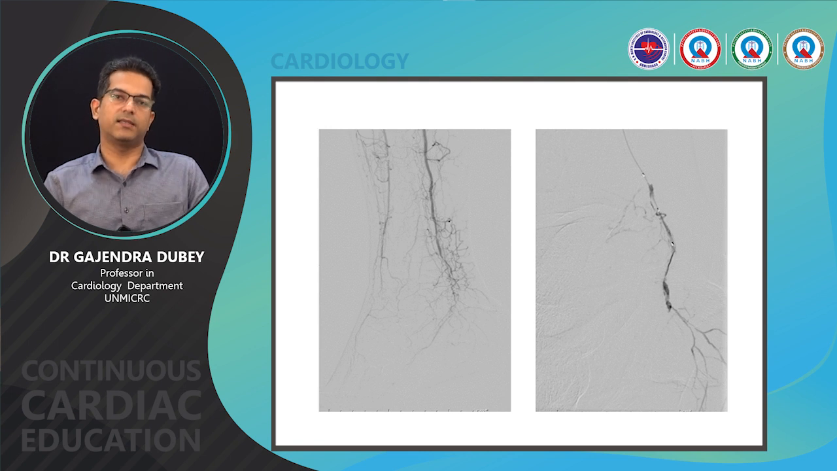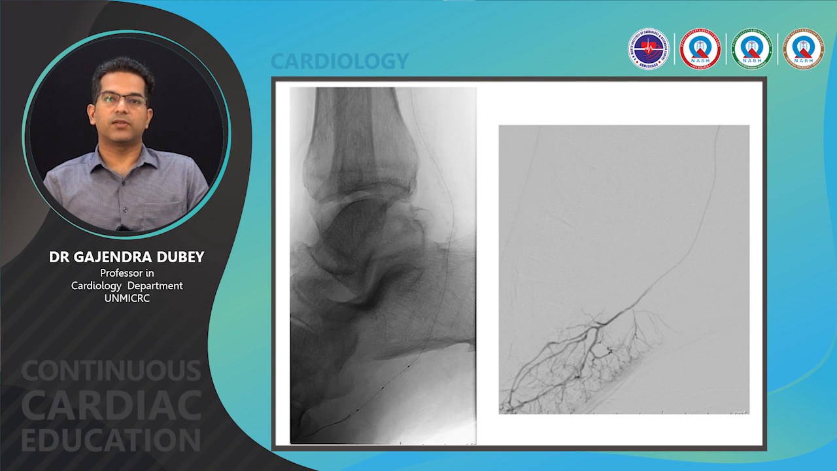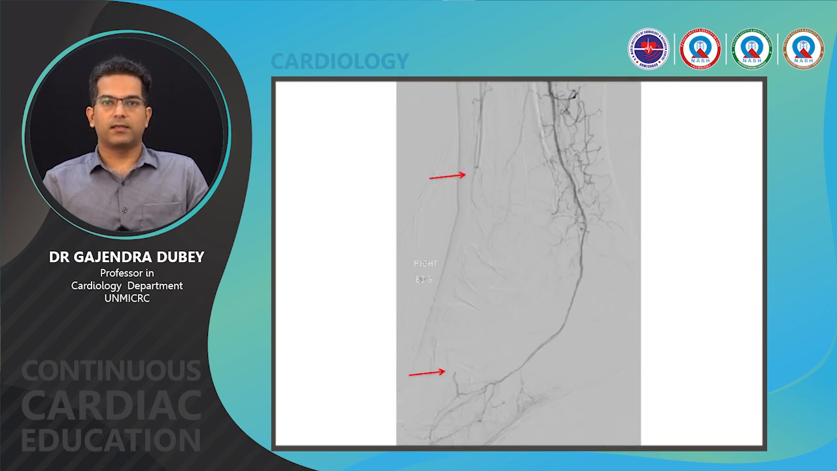We can see a diffusely diseased anterior tibial and dorsalis pedis artery in the first image, and the posterior tibial is also occluded distally. So the intervention was done on the posterior tibial and lateral plantar arteries with the help of a support catheter, and this was followed by a good revascularization result with good lateral plantar arteries, which is supplying multiple vessels, or the blood supply to the foot is increased after revascularization. This is another example of similar intervention on the posterior tibial artery and the lateral plantar artery.